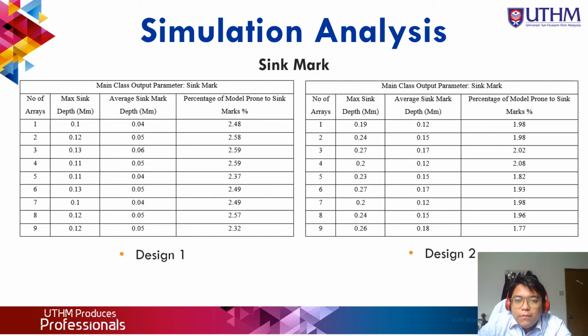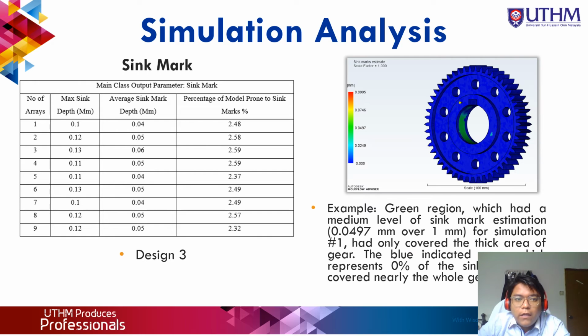The highest maximum sink depth is 0.27. The average sink mark depth, the highest one is 0.18. For percentage of model prone to sink mark, the highest one is 2.08%. Next is the sink mark for design 3.